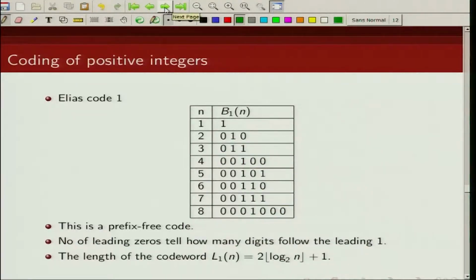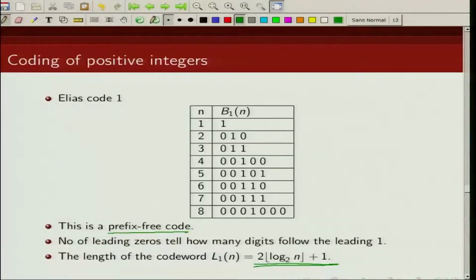Now, as I said, the bad part about this code is you are now requiring 2 times floor of log to the base 2 of n plus 1 bits. So the length of the code word is almost double of what was required for binary representation. However, the good part about this code is it is prefix free. So then how can we design a code which is prefix free, however the code word length is smaller, especially for large n's?